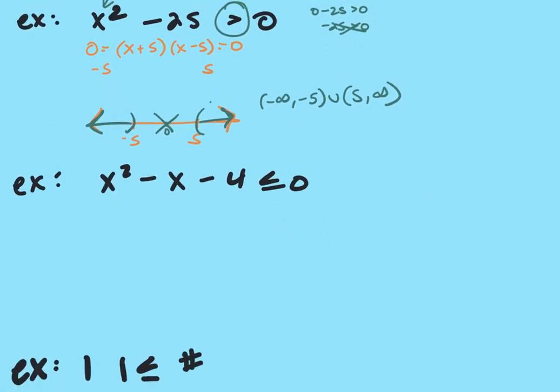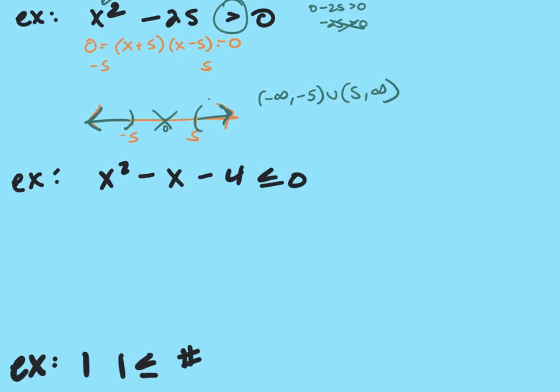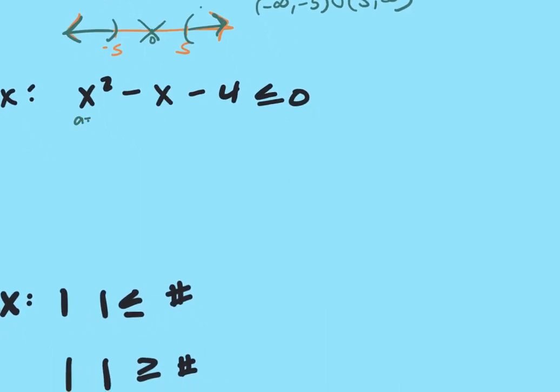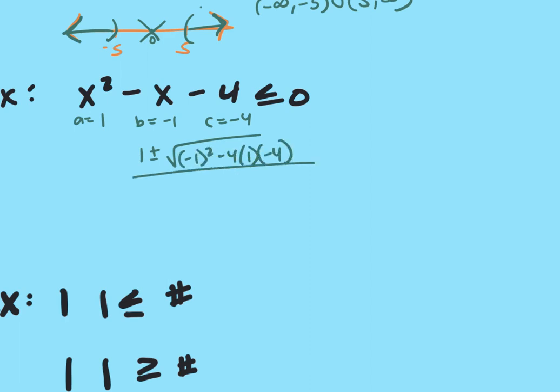All right, then you got something like x squared minus x minus 4. This is not factorable. What do you have to do there? Quadratic formula. So a is 1, b is negative 1, and c is negative 4. I actually didn't try this one yet to see if this works, but 1 plus and minus the square root of negative 1 squared minus 4 times a times c, over 2 times a. 1 plus or minus the square root of 17, over 2.